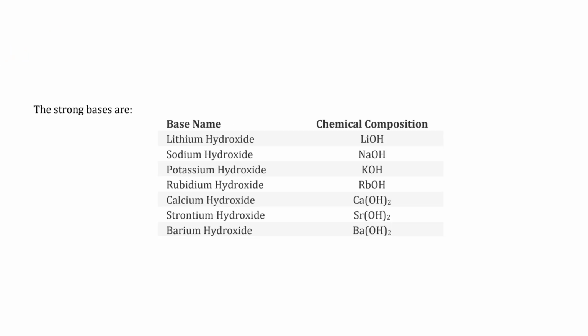Strong bases are lithium, sodium, potassium, rubidium, calcium, strontium, and barium hydroxide. So lithium hydroxide, sodium hydroxide, LiOH, NaOH, KOH, RbOH, calcium hydroxide, Ca(OH)2, strontium hydroxide, Sr(OH)2, and Ba(OH)2. You want to keep those in mind, because these will be 100% ionization, while any other acid will not, so it's considered a weak acid. If it's not one of these acids or bases, it's considered weak.